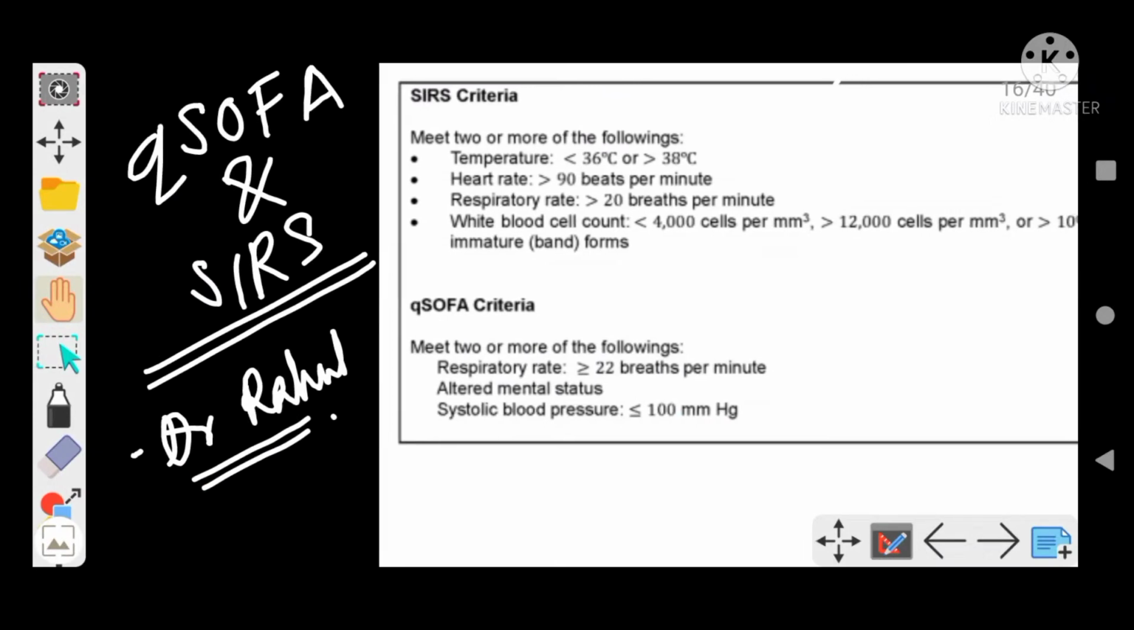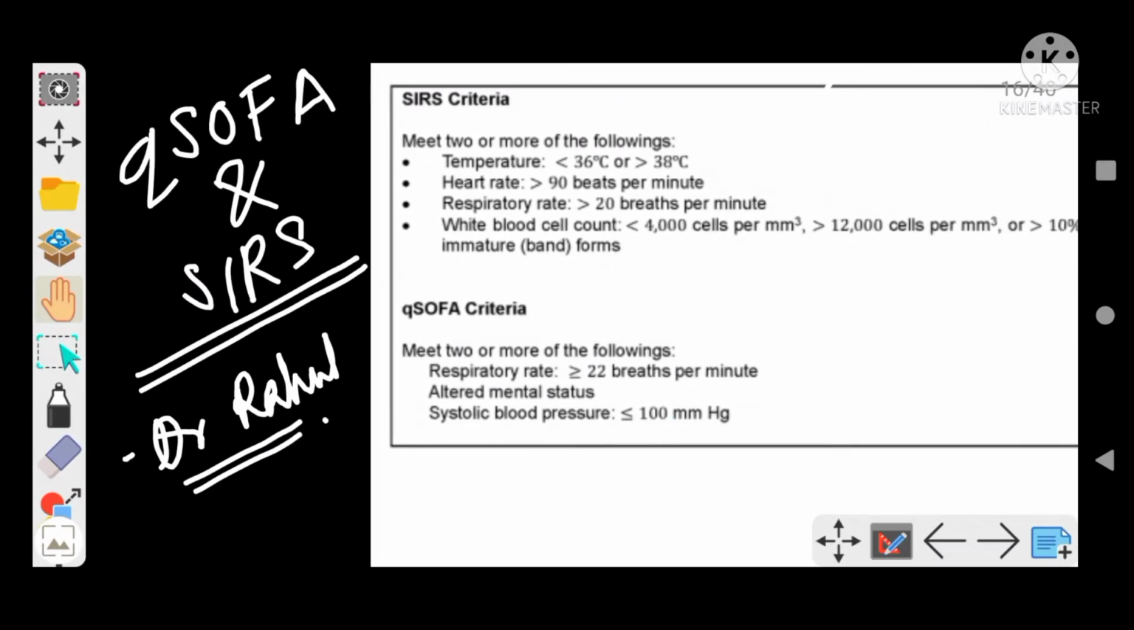So now we will be discussing qSOFA and SIRS. These two are very important topics, and questions have been asked repeatedly about the criteria of qSOFA and SIRS, right? We will see what qSOFA is and what SIRS is, discuss them, and then come back to the slide. First, let's discuss the qSOFA criteria, their scoring and everything, right?